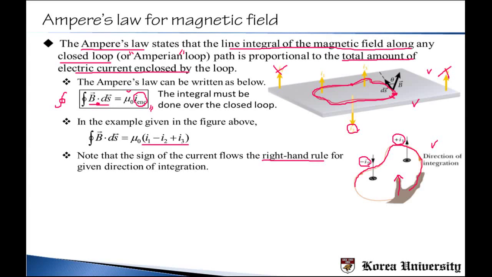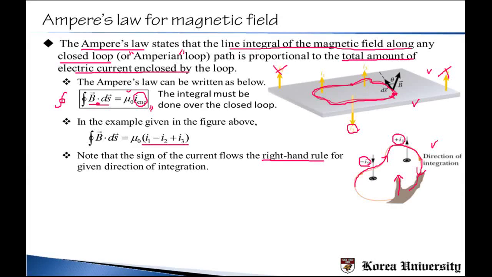Okay, which means that if you are going around this loop clockwise, then you have to flip your hand and your thumb will be pointing down, right? Then if you set up the integration that way, I2 will have the positive value and I1 will have the negative value.